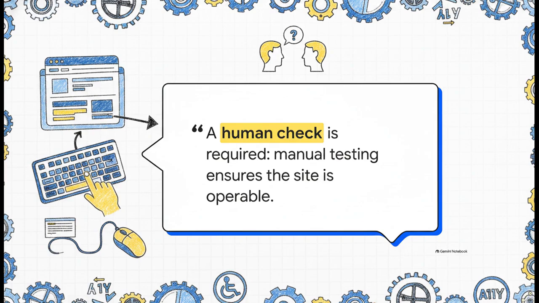A human check is required. Manual keyboard testing and peer review user testing ensures the site is truly operable. You have to manually test your projects, guys. Literally unplug your mouse, try navigating your entire page with just your keyboard, and get a peer to review it. This human evidence check is absolutely mandatory to guarantee full operability.